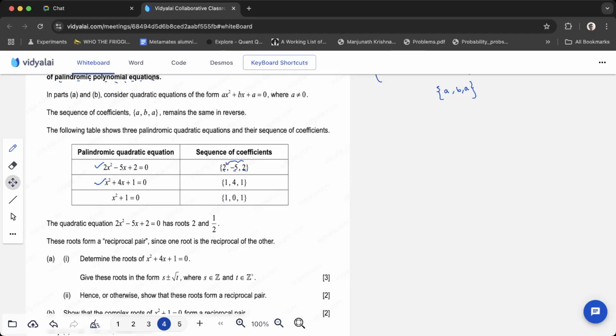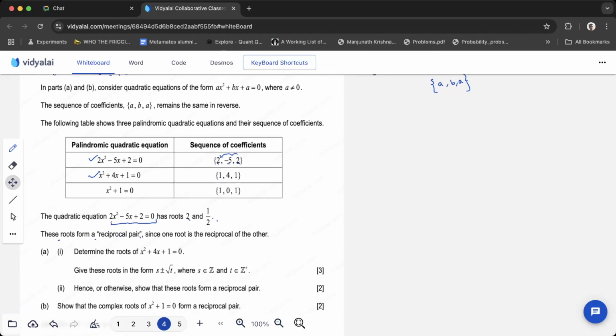There is another property that has been mentioned. This quadratic equation that we saw as an example, 2x squared minus 5x plus 2, is a palindromic polynomial, and its roots, when it's put into homogeneous equation form, are 2 and 0.5. These roots form a reciprocal pair. Why reciprocal pair? Because once you multiply these two root values, it becomes 1, or one root is the reciprocal of the other one. That's why they are called a reciprocal pair.